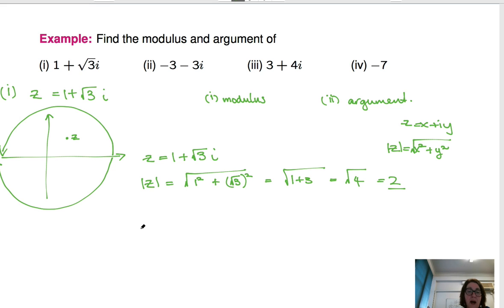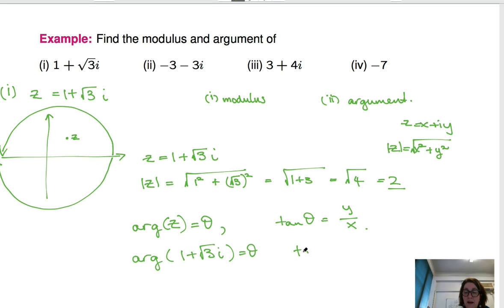And then we want the argument of z, and the argument of z is equal to theta, where tan theta equals y over x. Okay, so in our example, the argument of 1 plus root 3 i is equal to theta, where tan theta equals y, which is just root 3, over x, which is just 1. So this is root 3. So we need to find theta such that tan theta is equal to root 3.